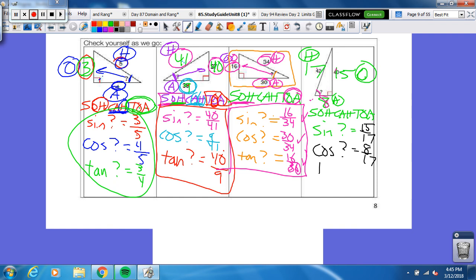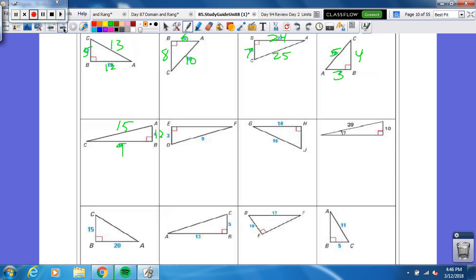And what else we got? Tangent of the question mark. What's that going to be? That's opposite over adjacent, so that's 15 over 8. That's why labeling the opposite and the adjacent and the hypotenuse is so important. It's really easy once you get that. Boom. Okay, so we're looking good.